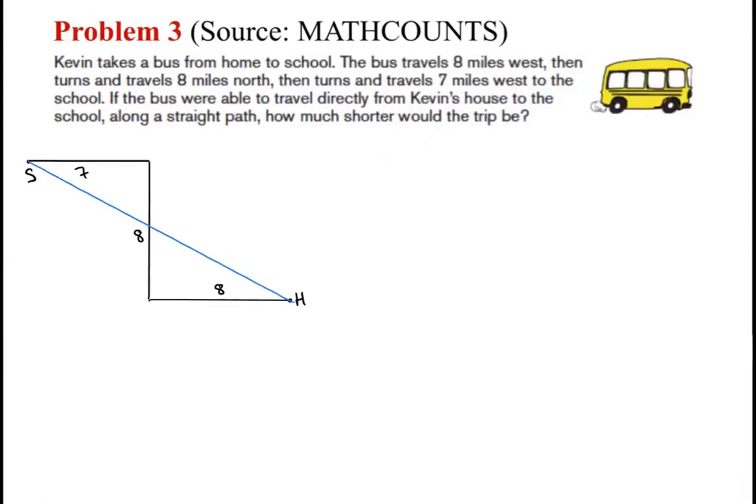Number 3, Kevin takes a bus home. So the bus travels 8 miles west, and then 8 miles north, and then 7 miles west. And we want to find how much shorter the trip will be if Kevin took this blue path right here.